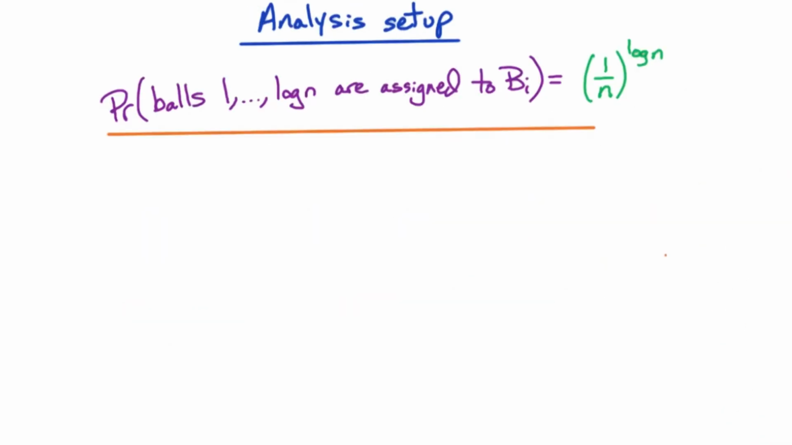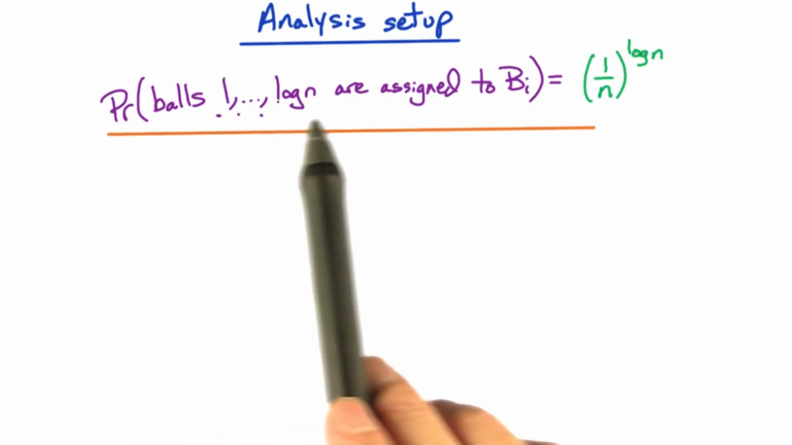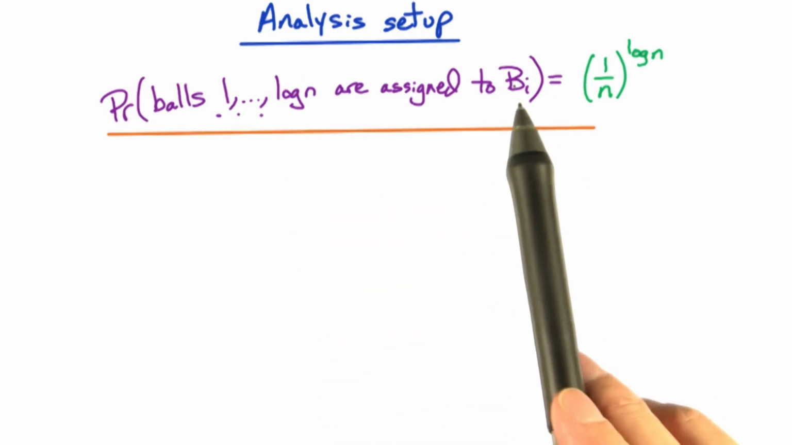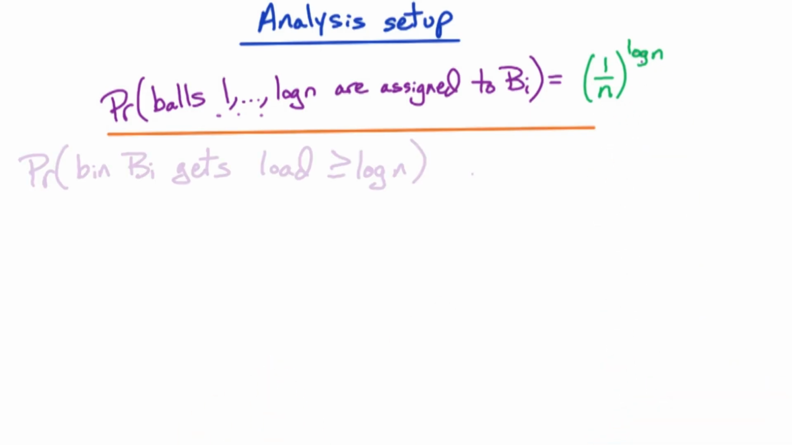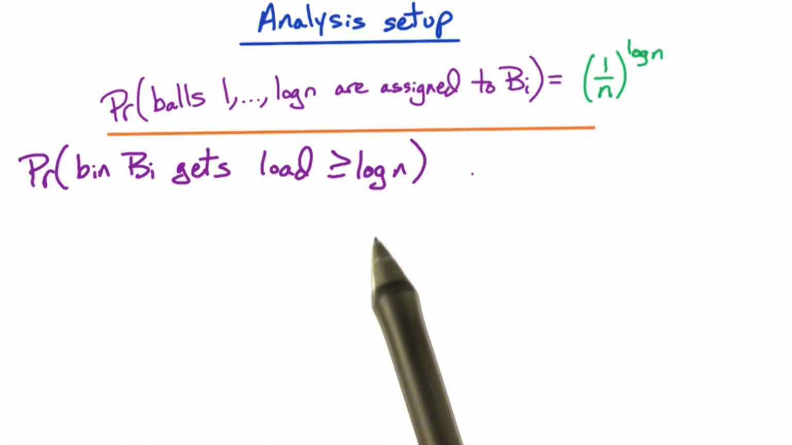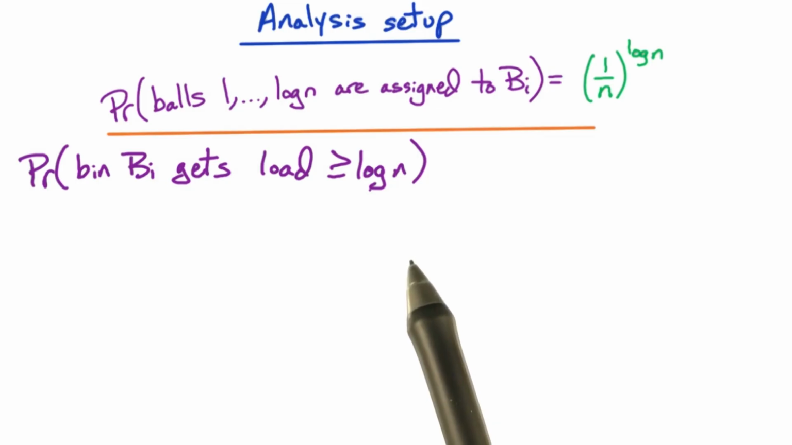Now let's dive into the analysis of the maximum load. What we've seen so far is that for a particular set of log n balls, the probability that these log n balls are assigned to a particular bin, Bi, is 1 over n raised to the power log n. We're going to try to show that the max load is typically at most log n. Now what does typically mean? We're going to have to detail exactly what we mean by that.